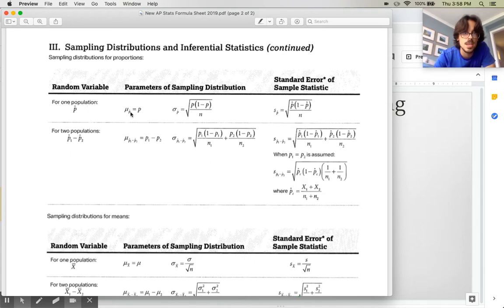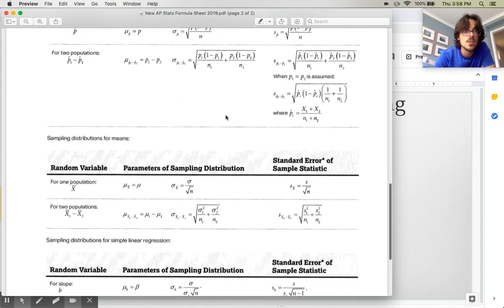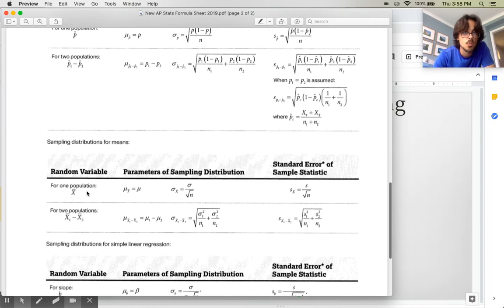The mean of P hat's graph is P. The standard deviation is that formula I taught you last time. We haven't done anything with standard error yet. That's later. And then if you scroll down to the second section for one population x bar, the mean of x bar's graph is mu, and the standard deviation for x bar's graph is sigma over root n.